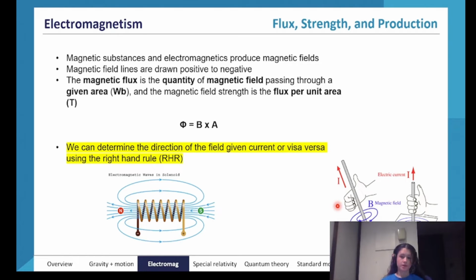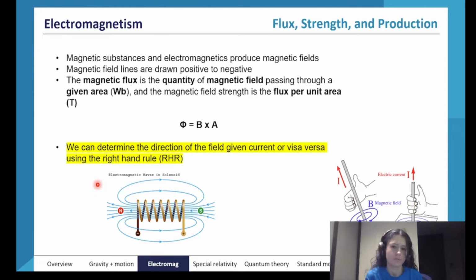And a lot of questions are just going to give you the current in terms of conventional current anyway, so don't worry too much about it. It's mostly just when you get into questions involving moving charges, like singular charges rather than current carrying wires. So yeah, your thumb is going to be the current, and then your fingers are going to wrap around and tell you the direction of the magnetic field. And it's going to act in this circular way around the wire.